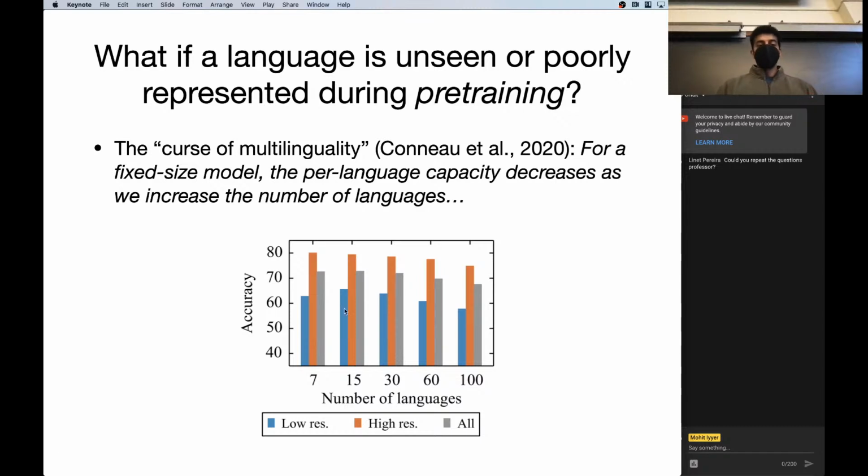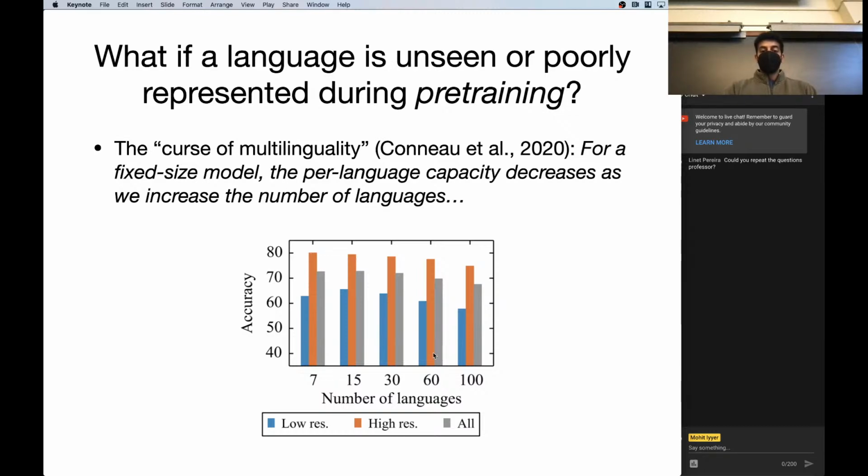This is a plot from the XLM paper, which shows the average performance as well as the performance of high resource and low resource languages as a function of the number of languages in the pre-training data set. I think this accuracy is either for XNLI or averaged across some multilingual tasks, but you can see that the low resource performance with 7 languages is about 60-something percent. The high resource performance is like 80%.